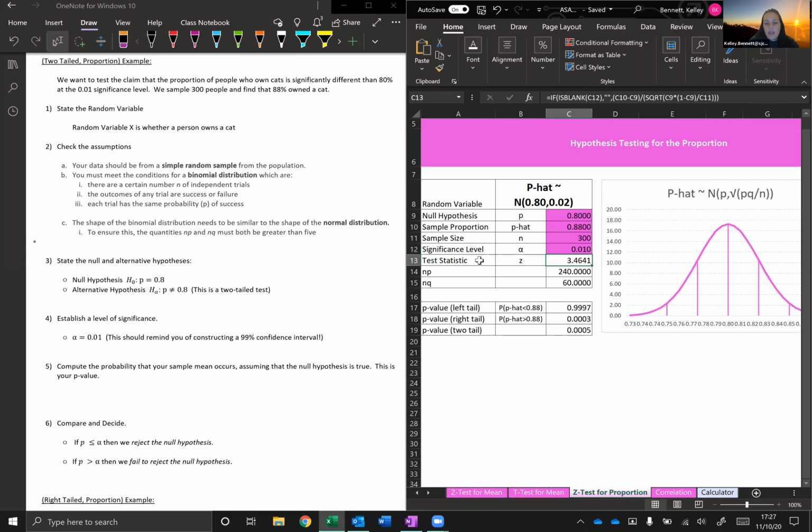So notice that we get our test statistic, and then right below that we have NP and NQ. So the cool thing about our z-test for the proportion is that it's going to automatically compute NP and NQ. So you can go ahead and look and see that they're both larger than 5. Assumptions met. Let us carry on. So I'm going to grab this, throw it into our notes, and we'll pick it apart.